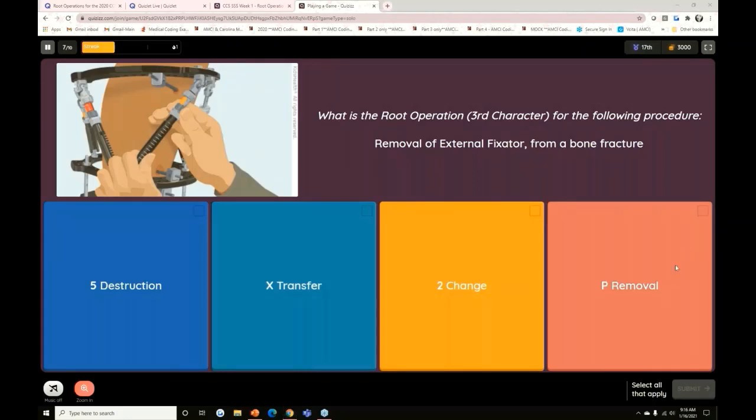All right, here's our next one. What is the root operation for the following procedure? Removal of external fixator from a bone fracture. Is it 5, destruction, X, transfer, 2, change, or P, removal?